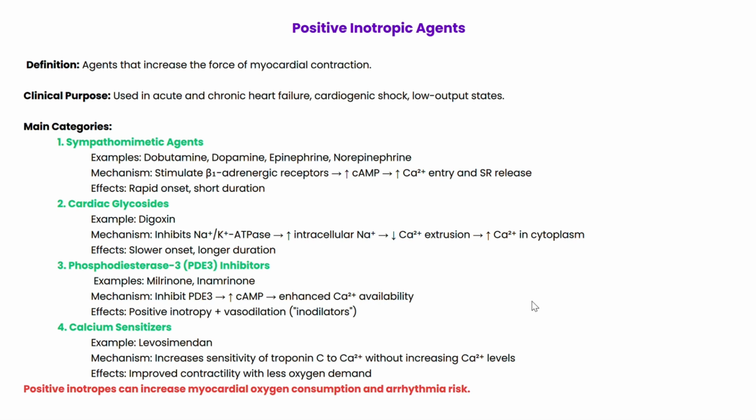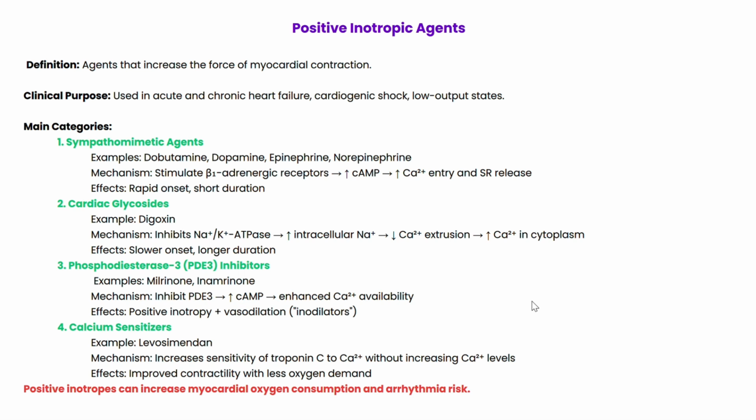Third, phosphodiesterase 3 inhibitors or PDE3 inhibitors. Examples are milrinone and inamrinone. So these drugs block the enzyme PDE3, which normally breaks down cyclic AMP. By increasing cyclic AMP levels, they improve calcium handling and increase contractility. They also cause vasodilation, earning them the nickname inodilators.